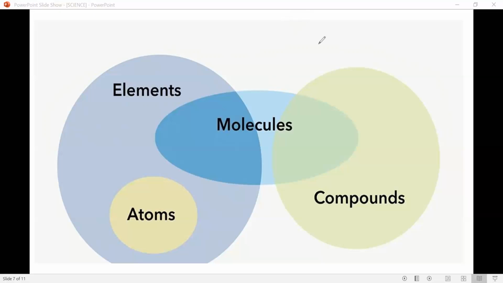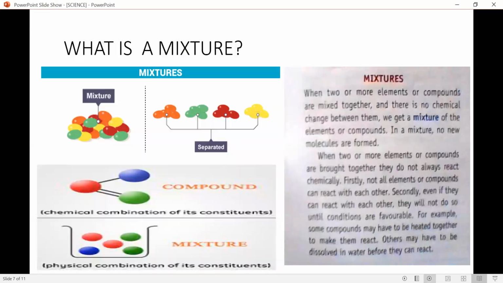Now, hope this topic is clear to you. Yes, because topic clearness is the best thing. Let's go to the next slide.